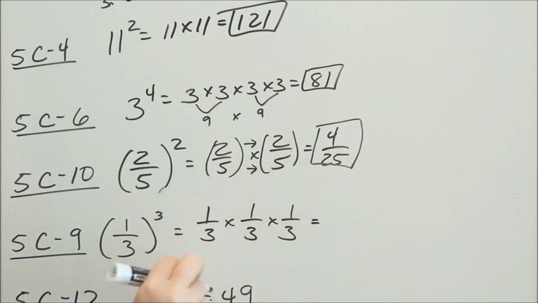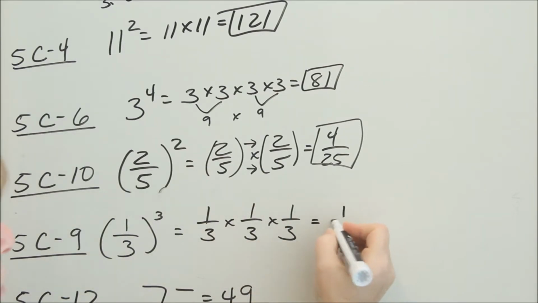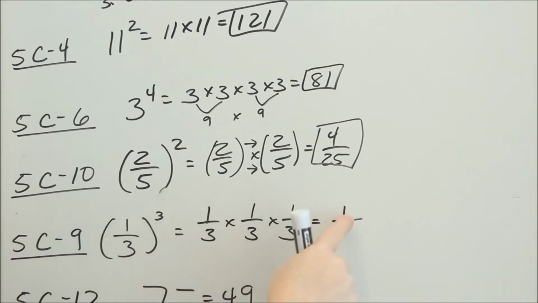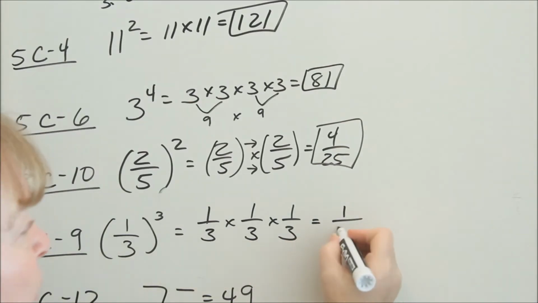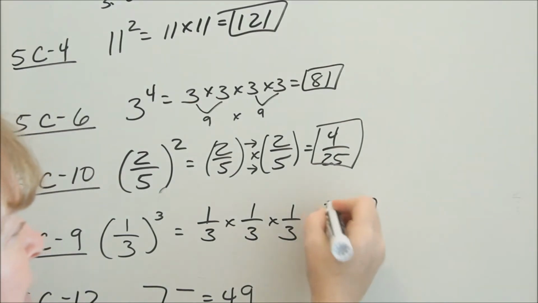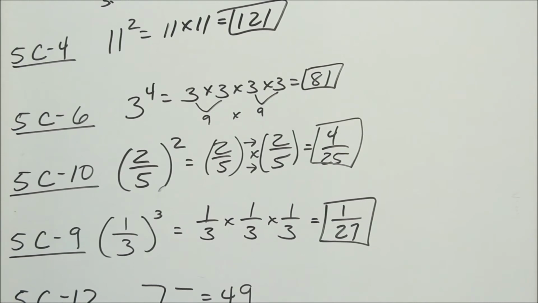How do you multiply fractions? Straight across. You multiply all the numerators. 1 times 1 times 1 is 1. Don't tell me 1 times 1 times 1 is 3. It's not 1 plus 1. 1 times 1 times 1. 3 times 3, 9. 9 times 3, 27. So 1/27 is your answer.